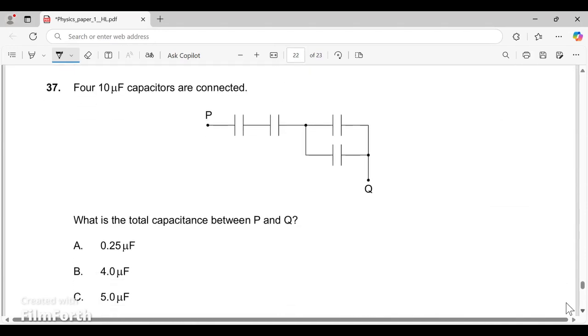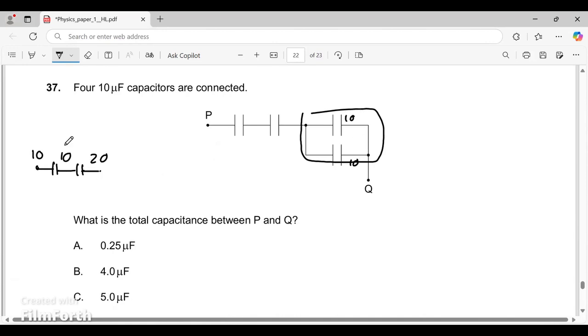Four 10 μF capacitors are connected like this, series and parallel. What is the capacitance between P and Q? First, we need to calculate this one. Parallel. If parallel, it means 10 plus 10. So the circuit becomes like this. This is 10, 10, and this is 20 because 10 plus 10 here.